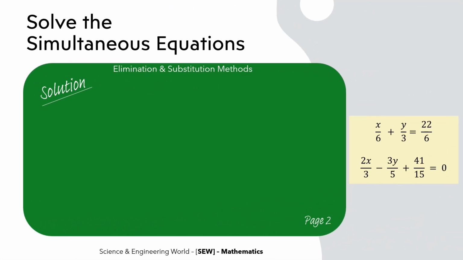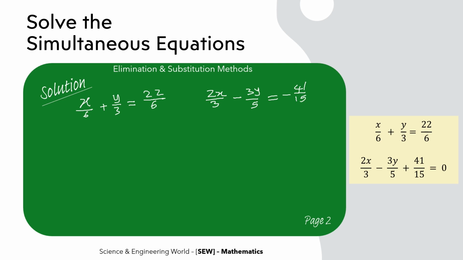Number 1 is x over 6 plus y over 3 equals 22 over 6. And the second expression is 2x over 3 minus 3y over 5 equals minus 41 over 15.